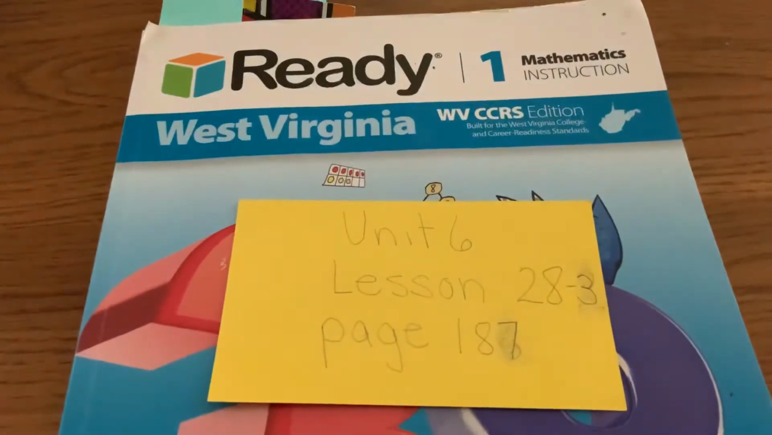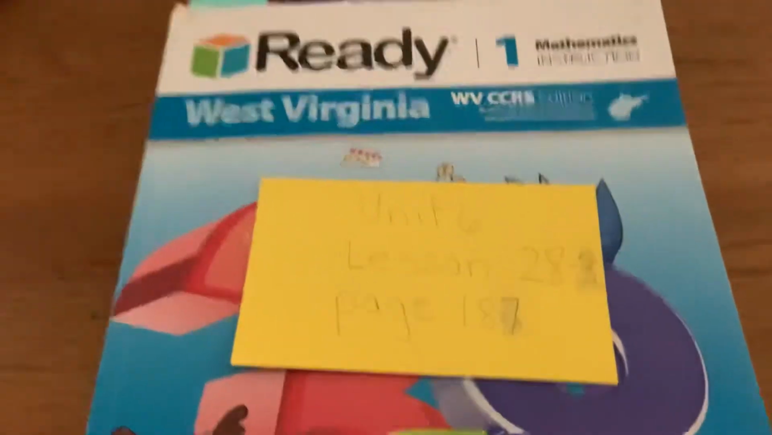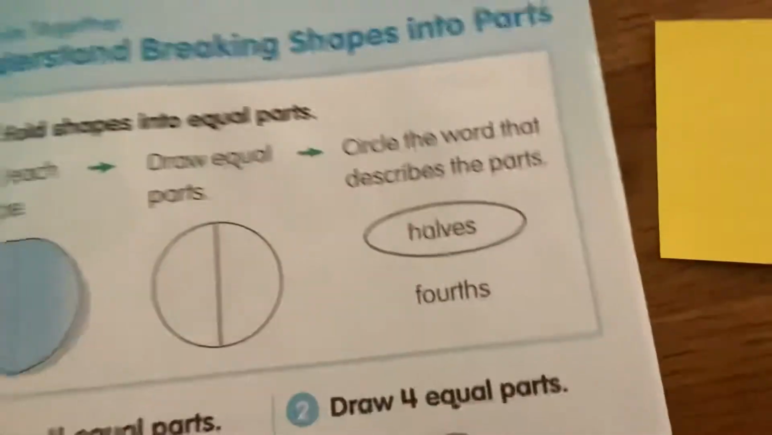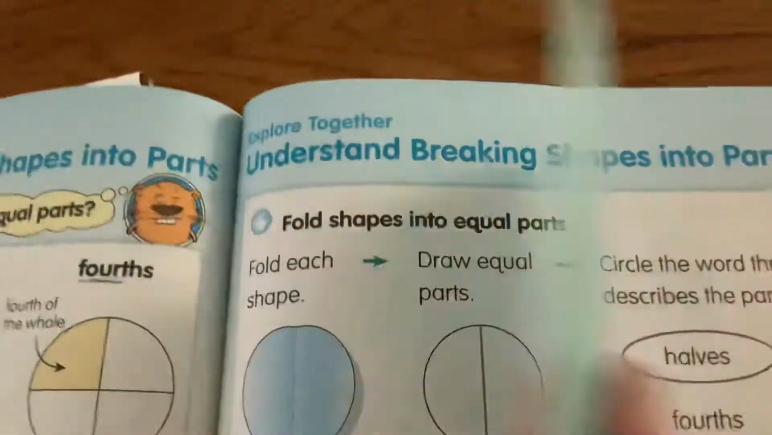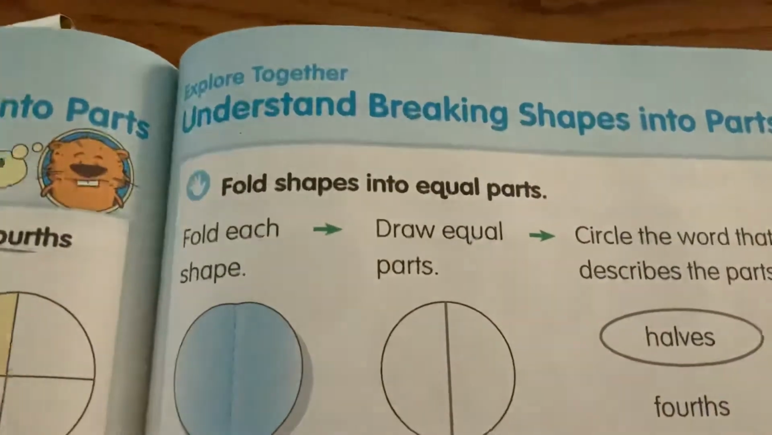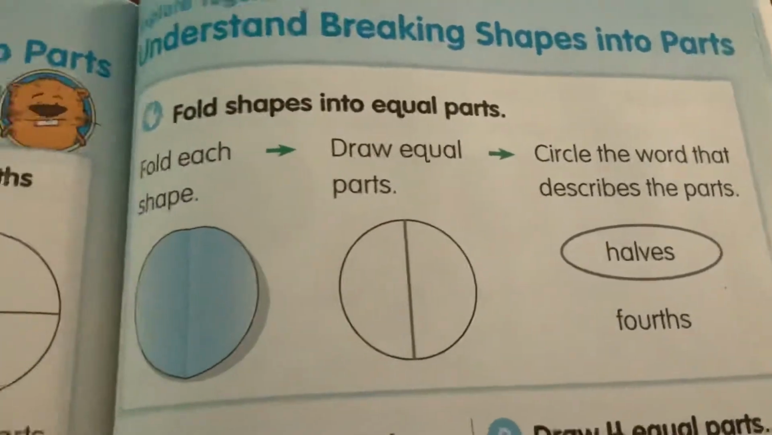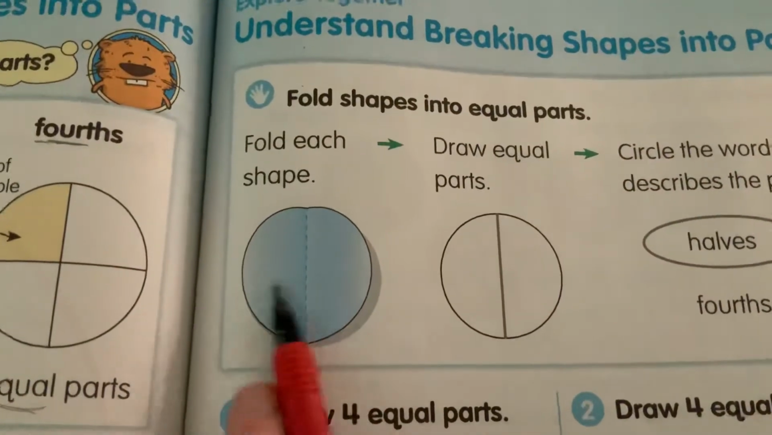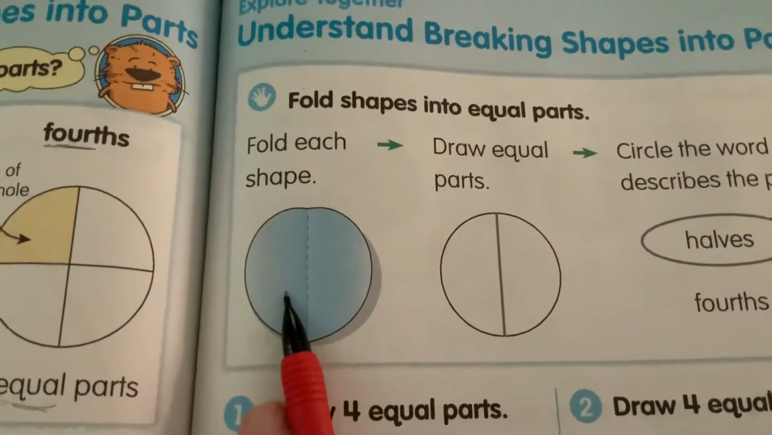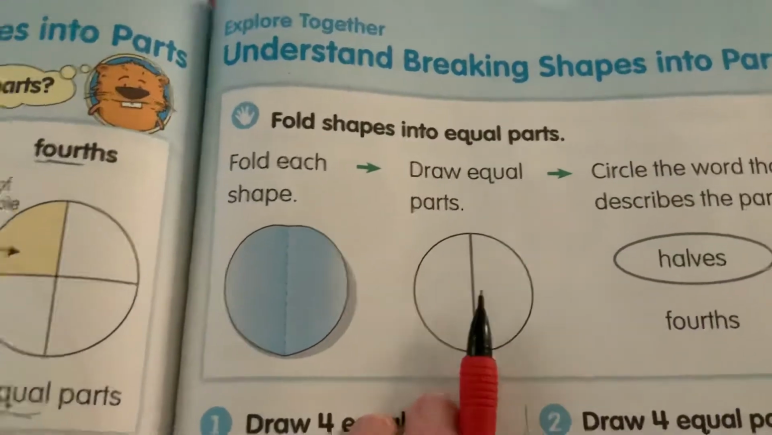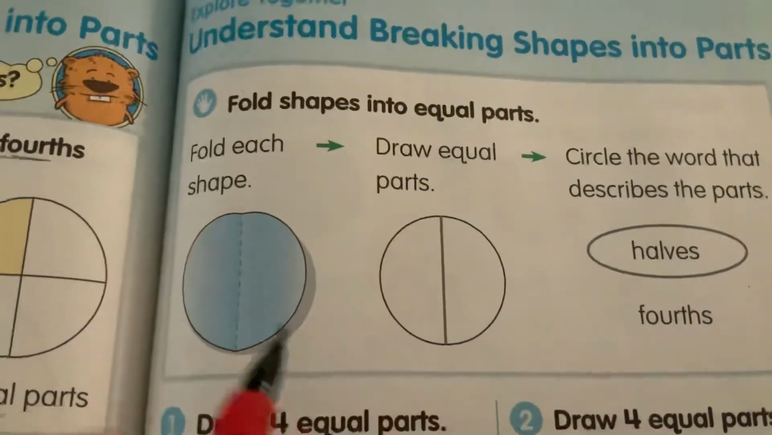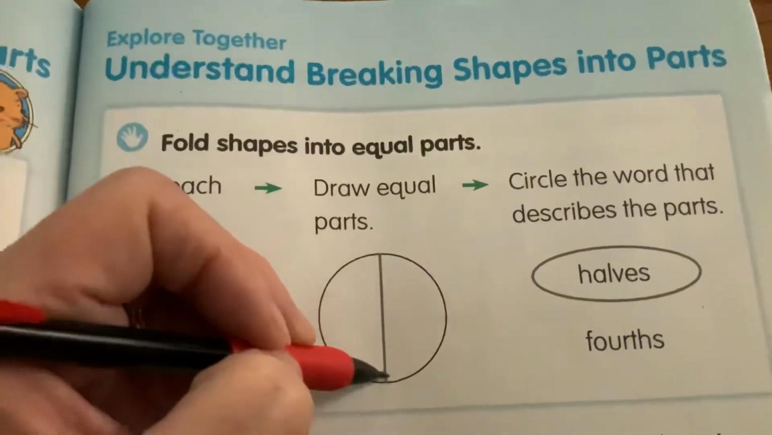Okay, this is part 3 of lesson 28 on fractions, and we are going to page 187 in our book with the numbers on it. Okay, on page 187, we're still trying to understand breaking shapes into parts. As we talked about yesterday, if we take a shape and we fold it, if we had a circle and we fold it in half, then we could look at the halves and it could tell us how to draw equal parts. And drawing equal parts would mean draw a line down the middle.